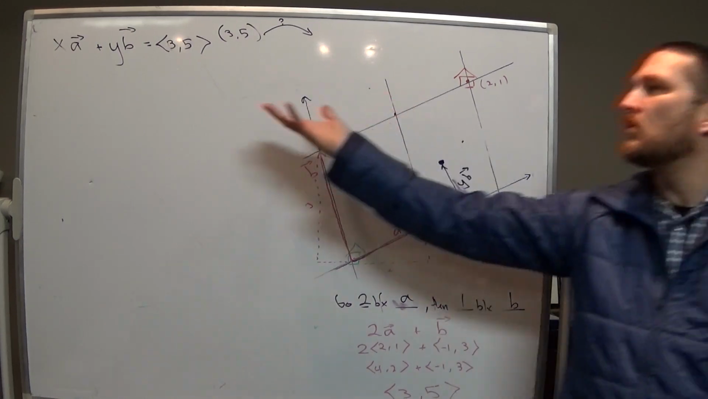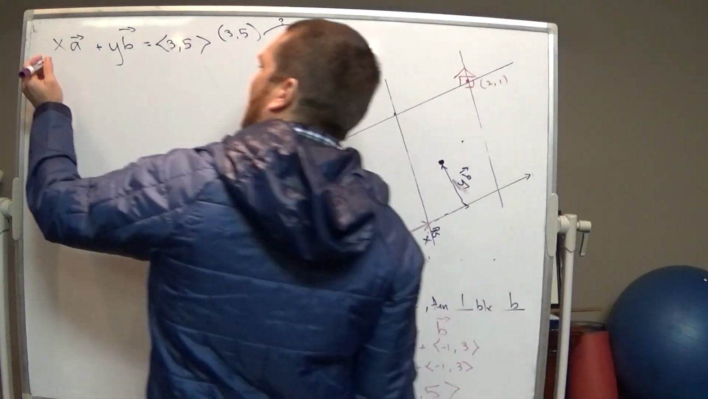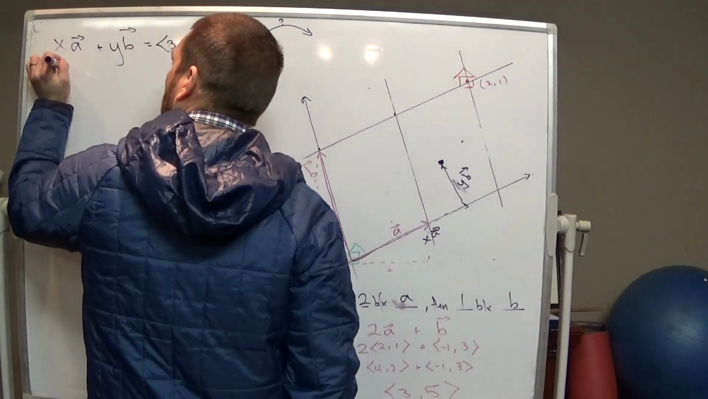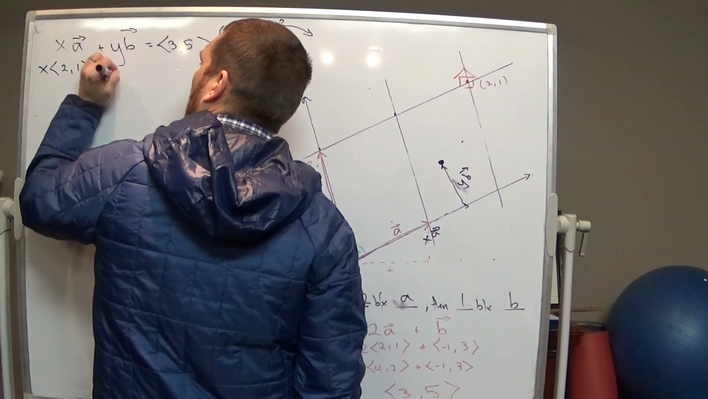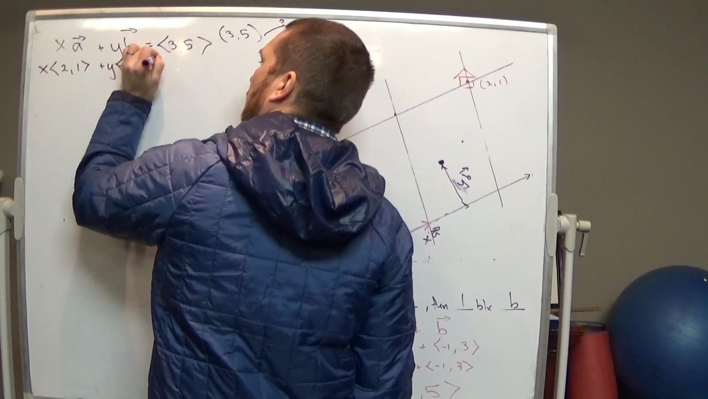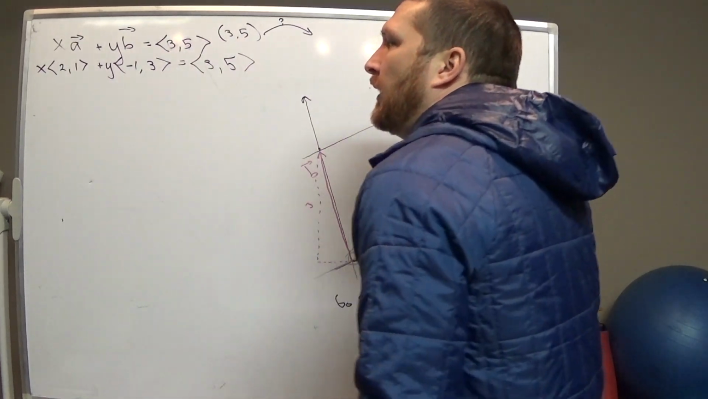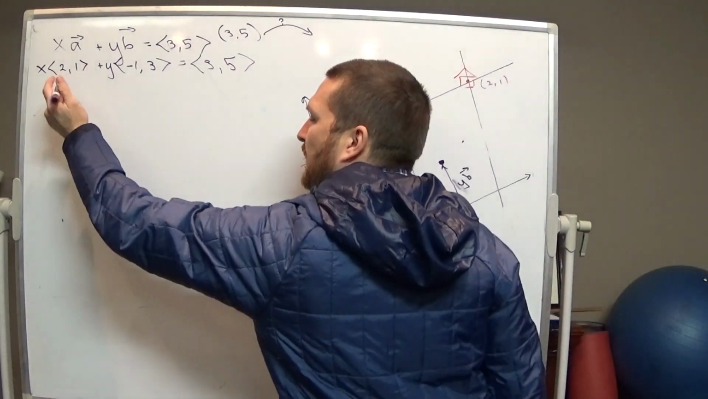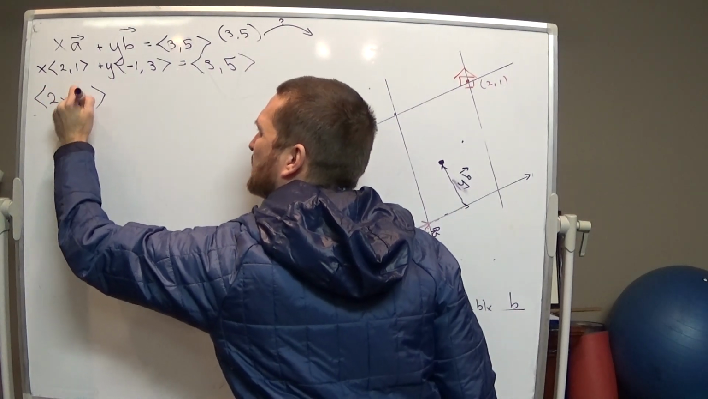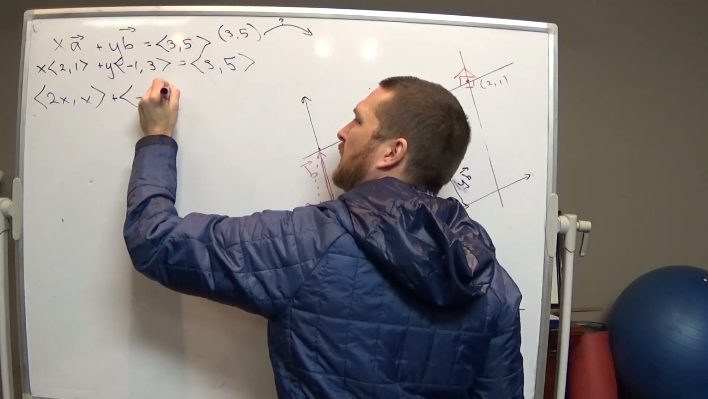You're going to say, I have some coordinate system: some number times A, some number times B. So let's just do that. In this case, A was the vector 2, 1, and B was the vector minus 1, 3, and that should give me the point 3, 5. Rules for vectors: what do I do with that x? That gives me 2x and x. Now what about the y? Negative y and 3y.